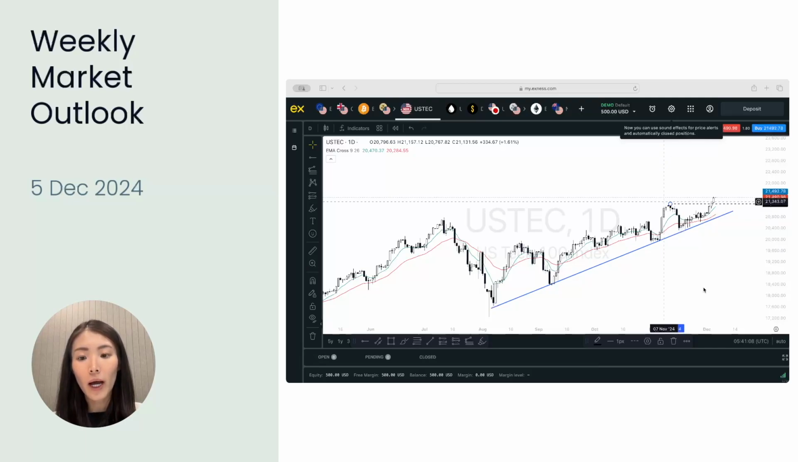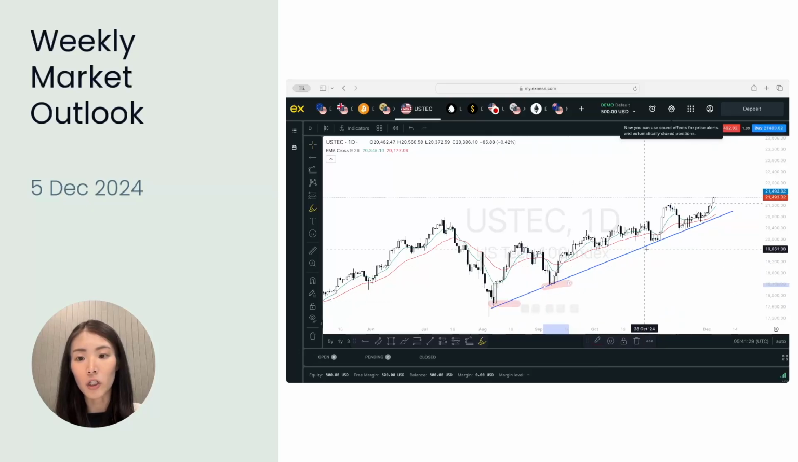So for today, we will highlight key levels on USTEC, going through it from a technical perspective and combining analysis across different time frames. With that, I'm currently on the Exness web terminal, and this is USTEC on the daily time frame. On the daily, we can see that prices are holding above the ascending trend line. It's a level that has been tested multiple times.